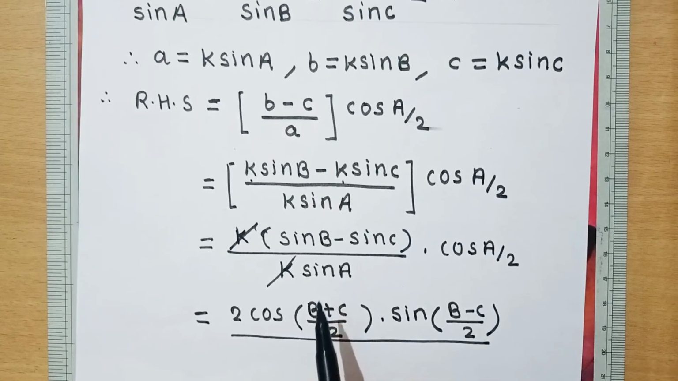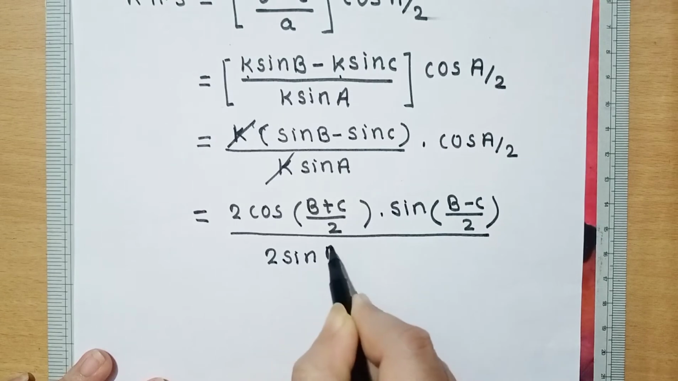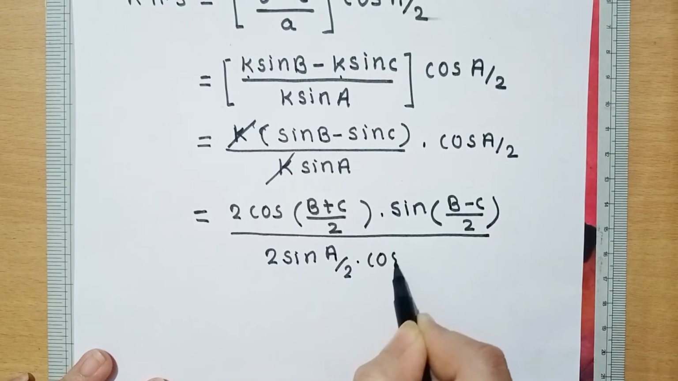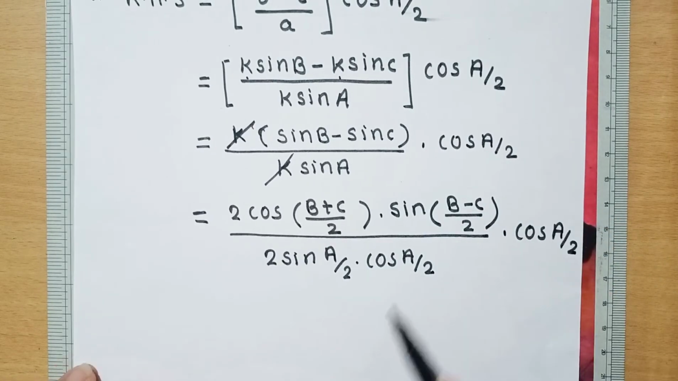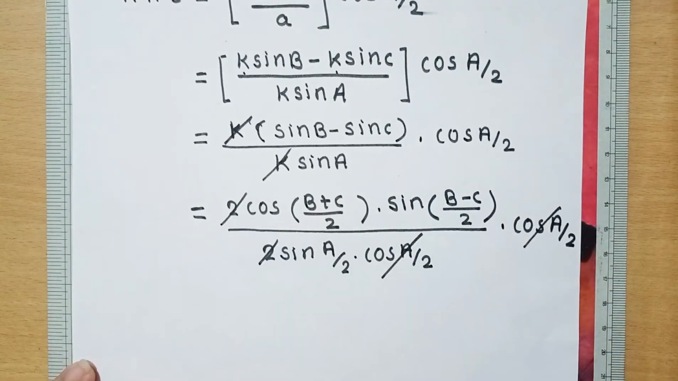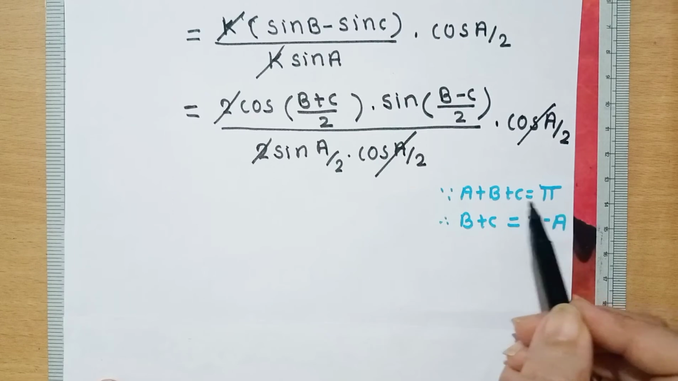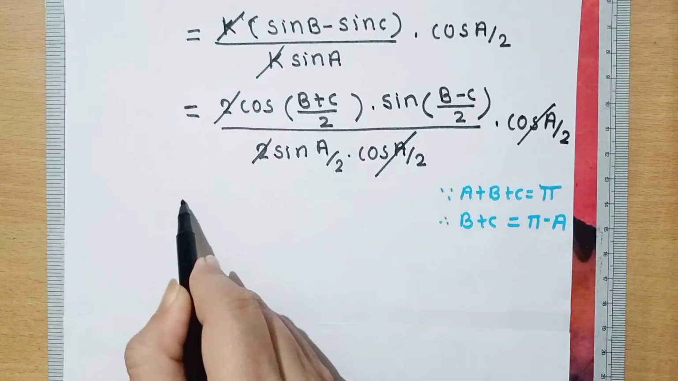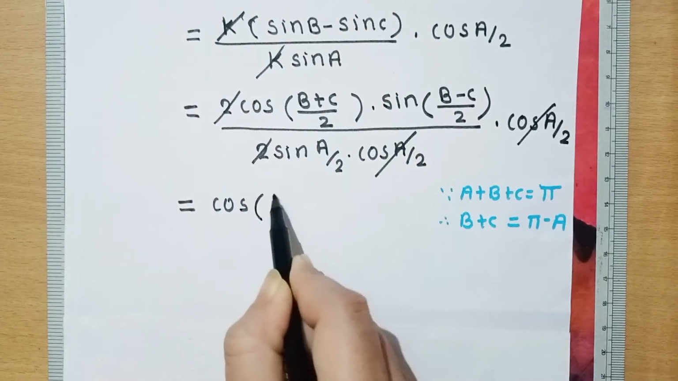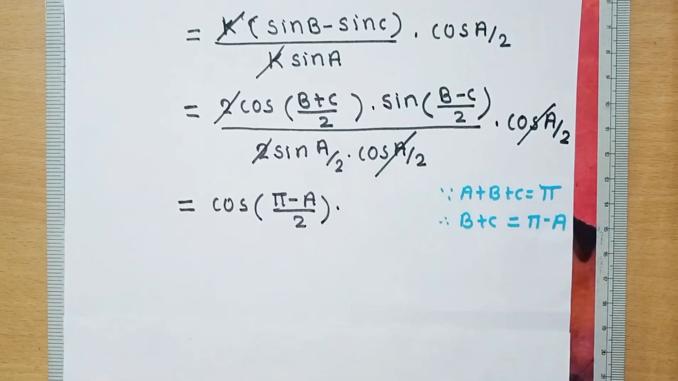In the denominator use the sin 2 theta formula, which is 2 sin A upon 2 into cos of A upon 2, and this is cos of A by 2. So this cos A by 2 gets cancelled. This 2 also gets cancelled. We know the sum of three angles of a triangle is 180, so B plus C equals pi minus A. We will substitute pi minus A here, and so that is equal to cos of pi minus A upon 2, and these two terms as it is.